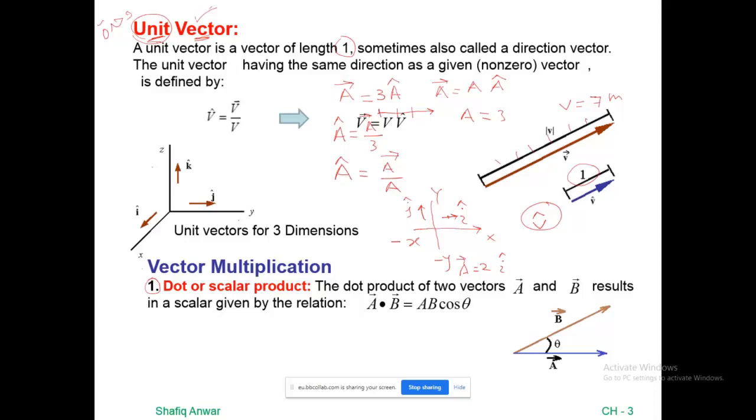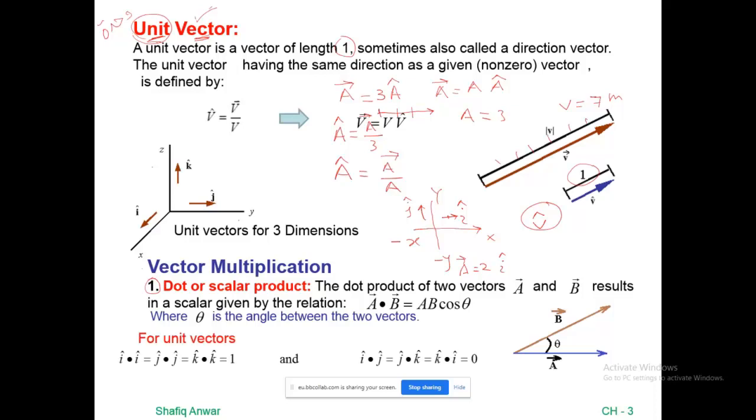These are the magnitude only, scalar. These are vectors, sir. Now, we have A vector and B vector. We join the beginning of both and we take the smaller angle between the two, theta. This is A vector, this is B vector. And this is the rule that A vector dot B vector is equal to AB cosine of theta: the magnitude of A vector multiplied by the magnitude of vector B multiplied by cosine of the angle between the two. Theta is the angle between the two.